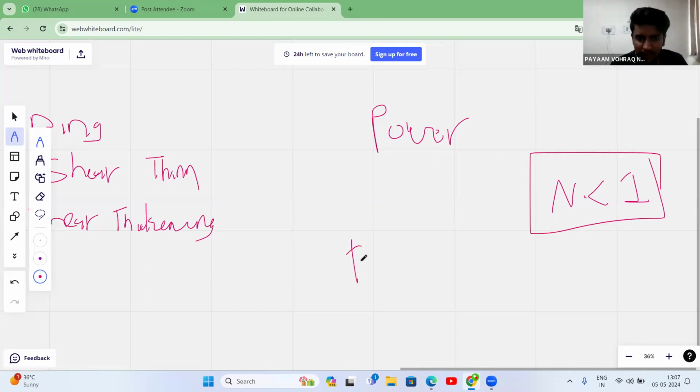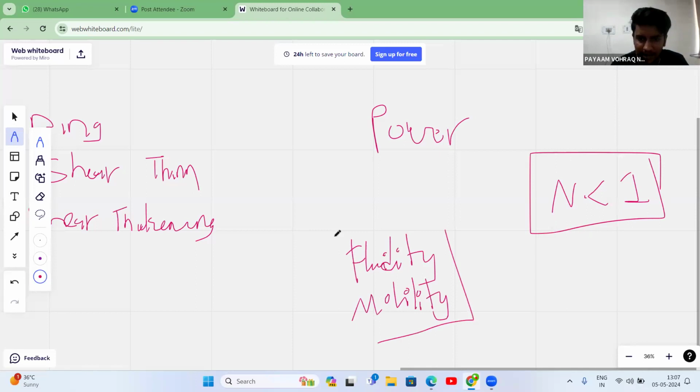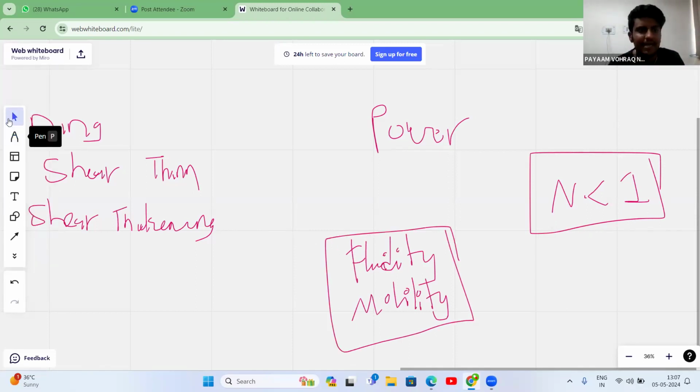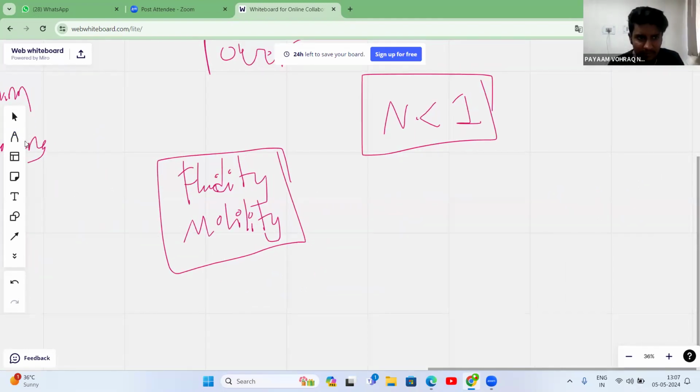Yes. And then you have to understand the difference between fluidity and mobility. You have to read the difference. I am only giving all the topics that are important. Teaching, maybe if I get time, I will teach all those things that are required. But these things are just to be mugged up. Fluidity, mobility. Then units.